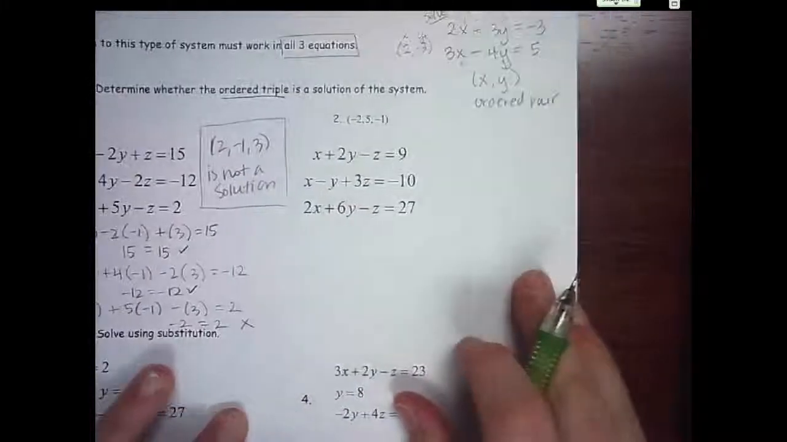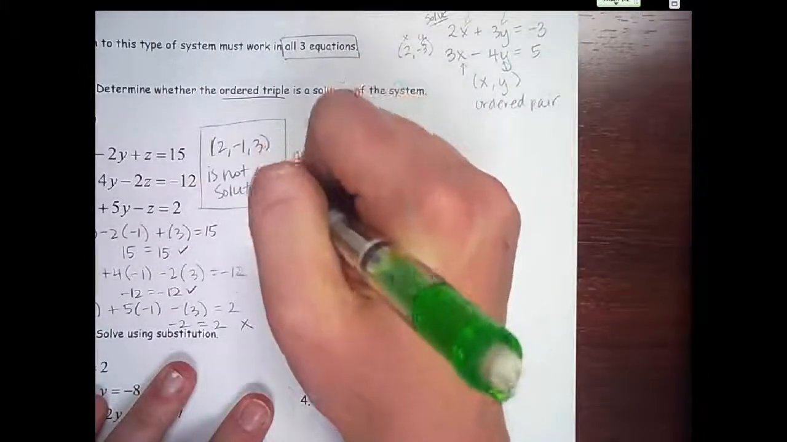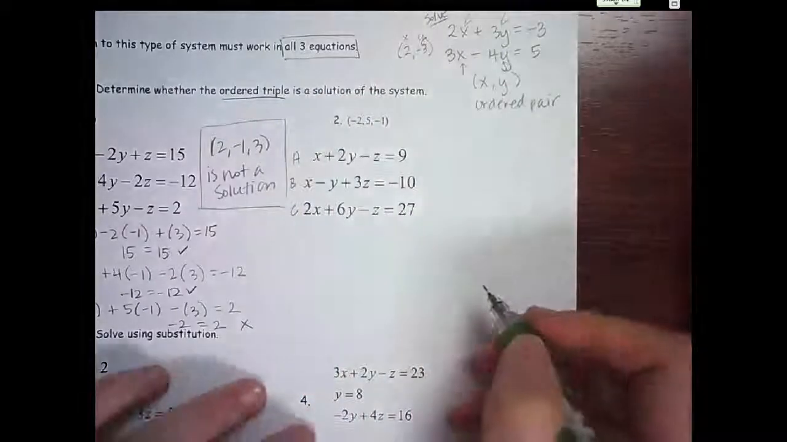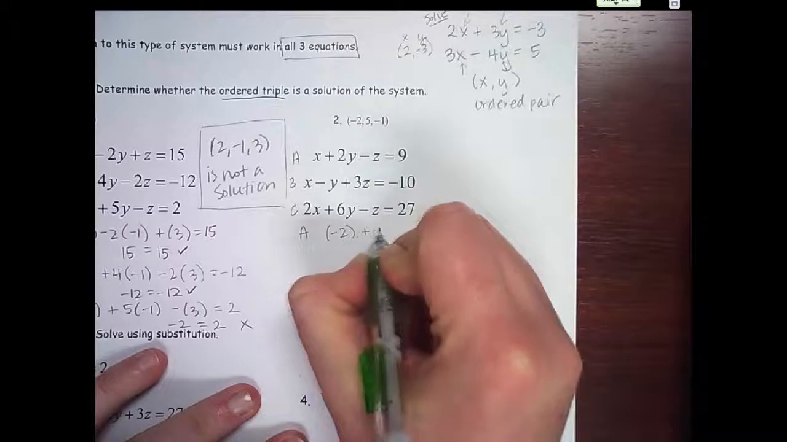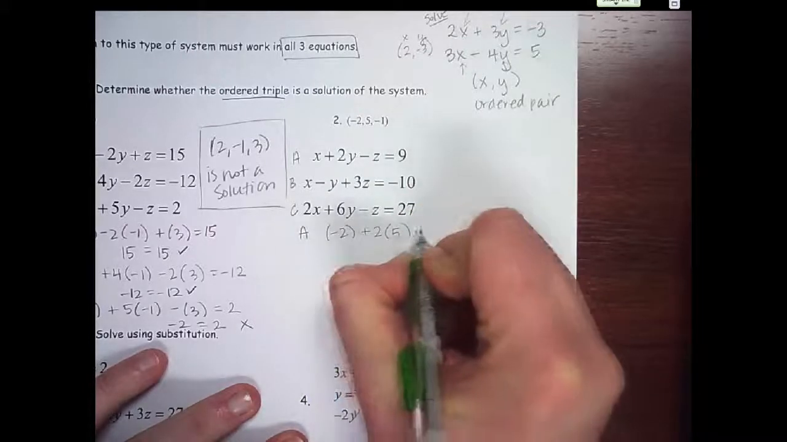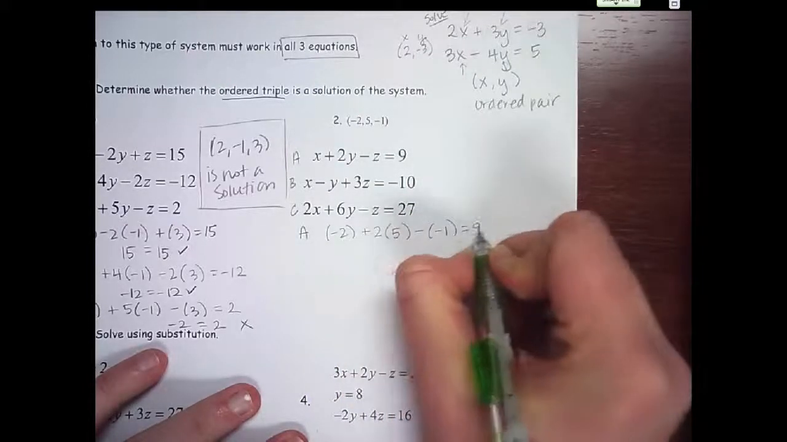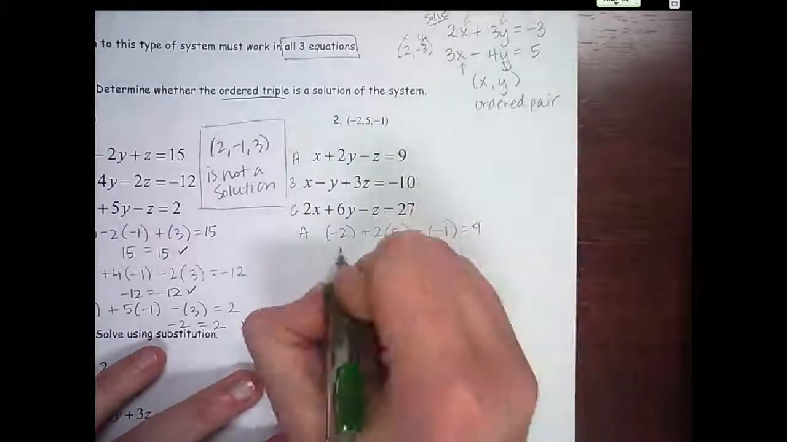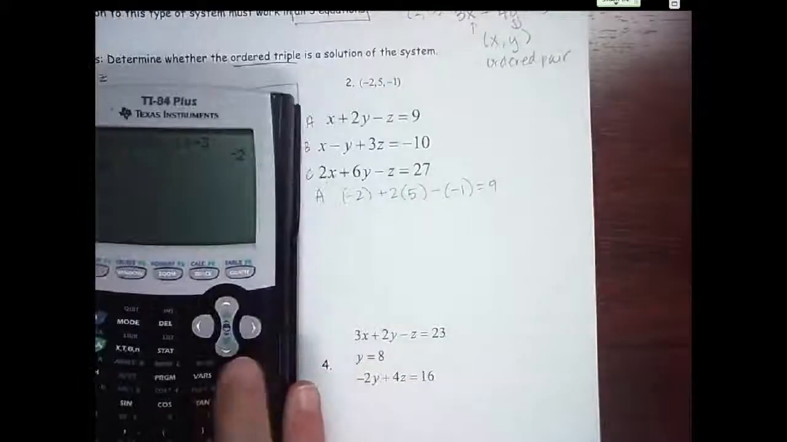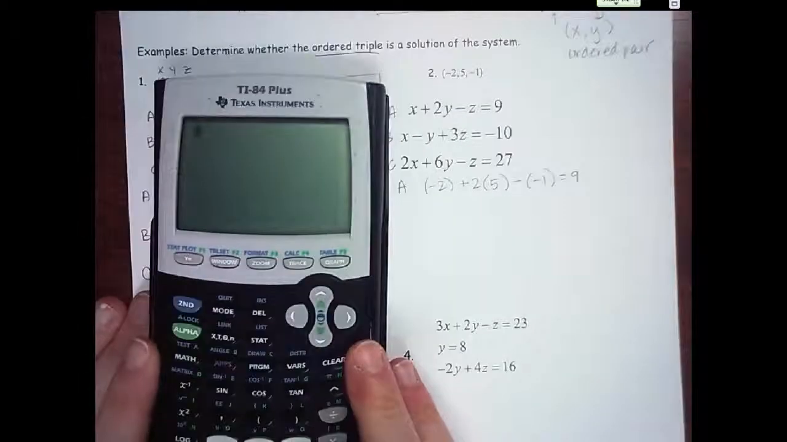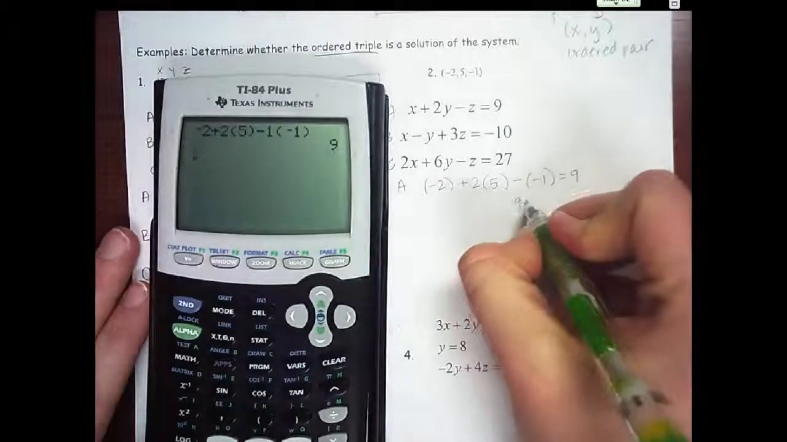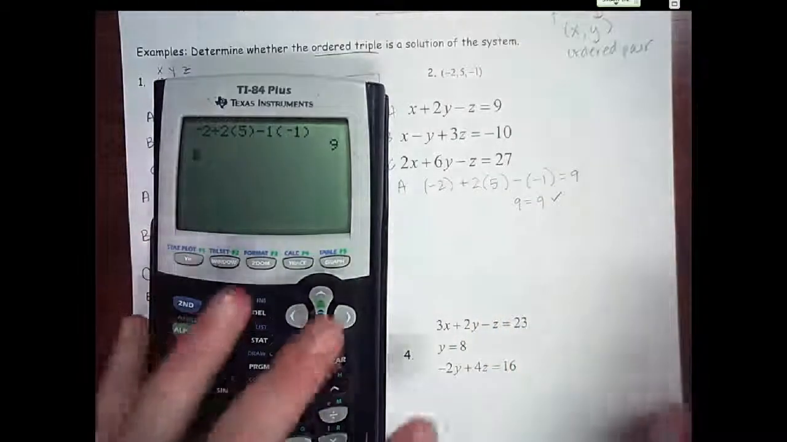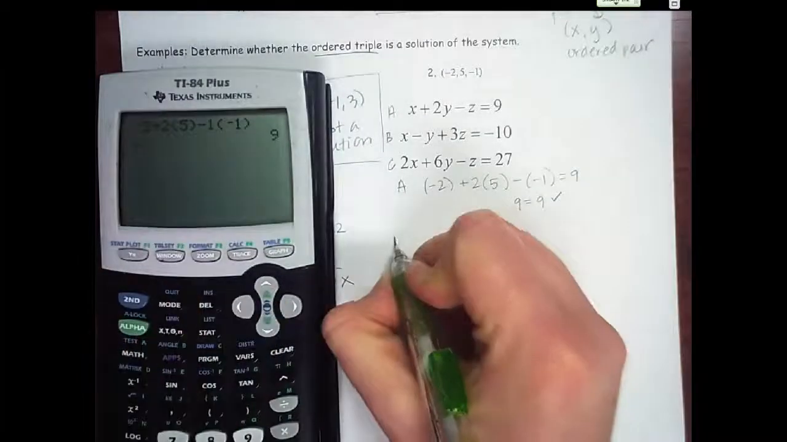Okay, number 2. I'm going to label this A, B, and C because we have so many equations. So A, I'm going to plug in -2 plus 2 times 5 minus -1 equals 9. So I'm going to put that in my calculator. -2 plus 2 times 5 minus 1 times -1 equals 9. 9 equals 9, check.